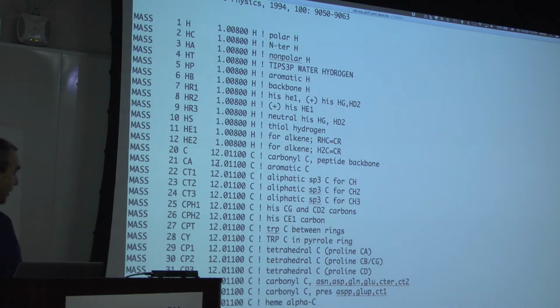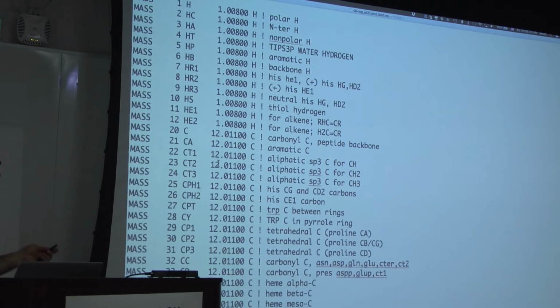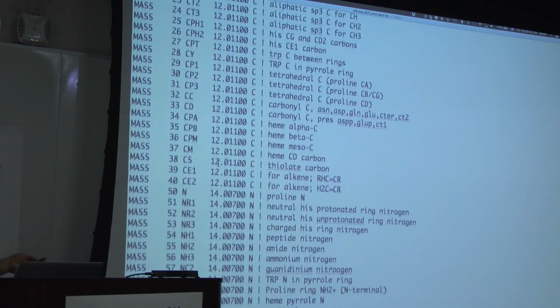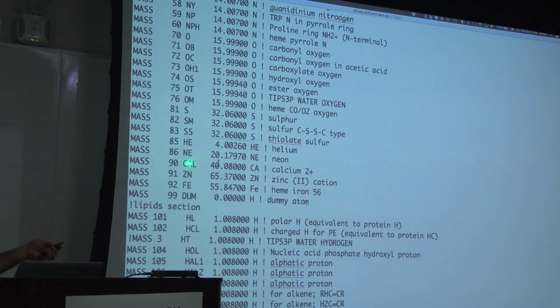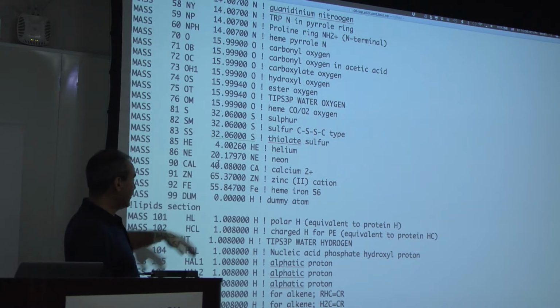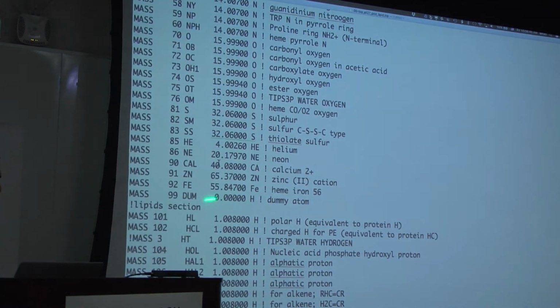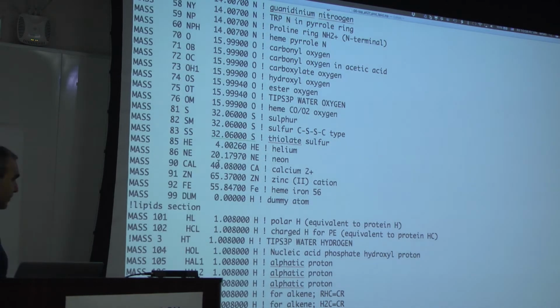The same for carbon. Here we see a lot of different types of carbons, all having a mass of 12. So carbons are introduced here. Then we have nitrogens, oxygens, and then we come down here for calcium, zinc, iron, and the dummy atom. We were talking about this dummy atom yesterday with some of you. You can use this dummy atom, mass of 0, for specific purposes.